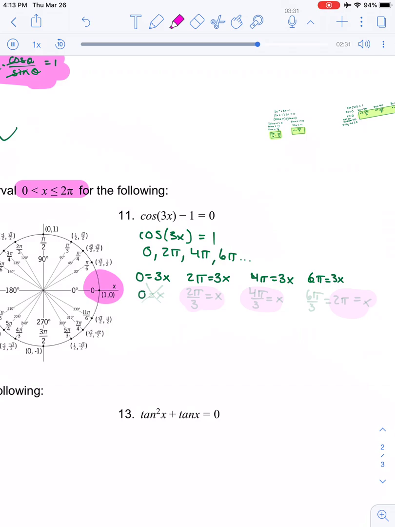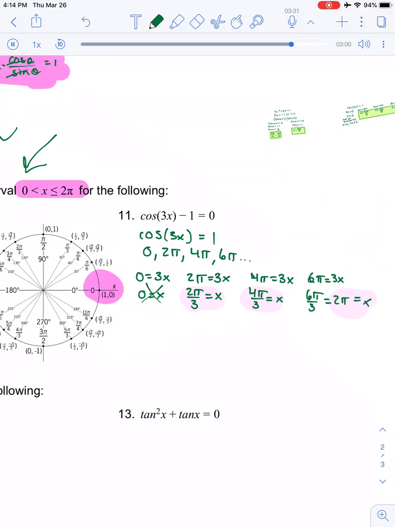So I have 0 is equal to x. We are not going to include that one though, because that doesn't fit in our domain, because we said that x has to be greater than 0, not equal to 0. I get 2 pi over 3 equals x. I get 4 pi over 3 equals x, and then I get 6 pi over 3, which equals 2 pi, equals x.